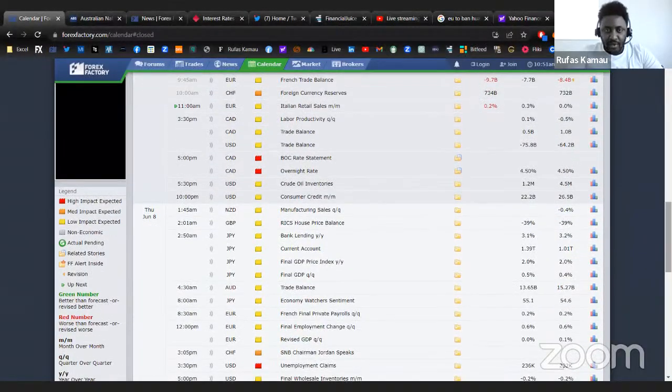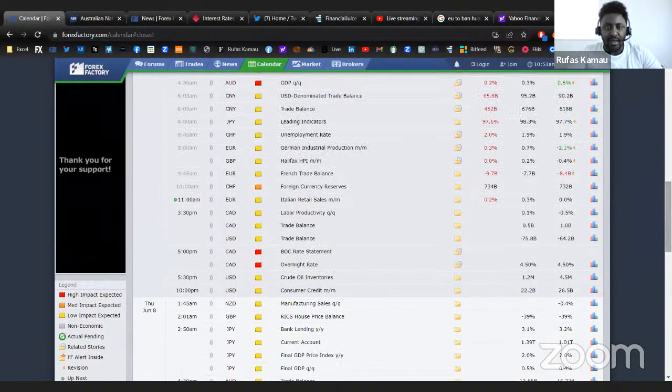The most important news for the day will be the Bank of Canada rate statement as well as overnight rates. There's an overall expectation that the Bank of Canada will not change interest rates, but rather maintain the same level at 4.50%. However, the surprises are always there to be found. We don't know whether the Bank of Canada will surprise the markets, so we have to wait until the announcement.